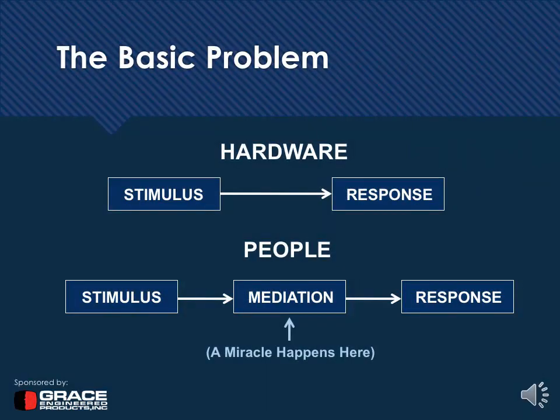So the basic problem is when we're talking about a piece of equipment, there's some kind of a stimulus, and then there's usually a response. And the response with hardware tends to be replicated pretty consistently. Not so with humans. There's a stimulus and then there's a mediation part of it where the human makes decisions in the middle and then they respond. And that's where the miracle happens, isn't it? That's where we get the variation in behavior.